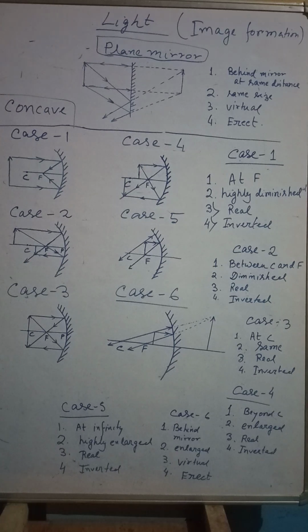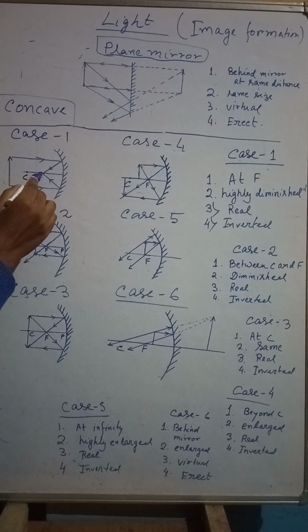Now let's see the spherical mirror, that is the concave mirror. Here there are several cases, and I'll discuss all of them. The first case is where the object is present at infinity. This is the object, present at infinity. This is the center of curvature, and this is the focal point.